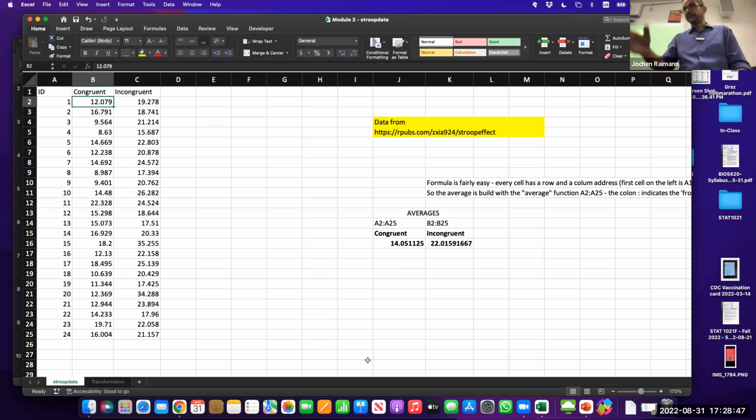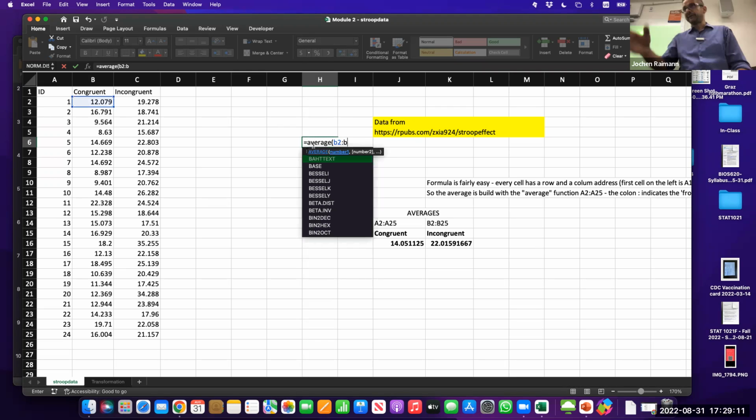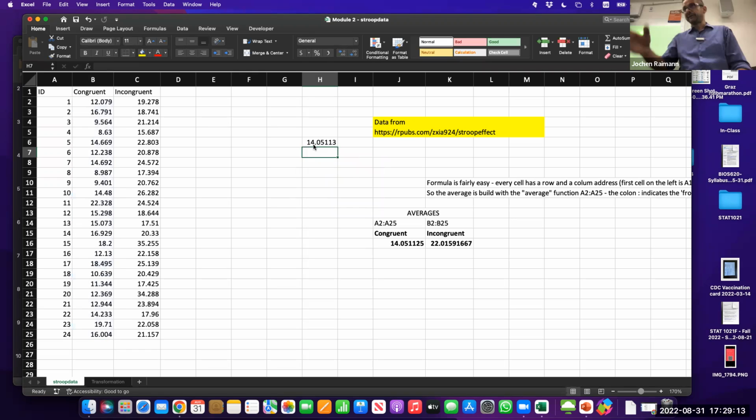Good. Okay. So now let's go back. This is now our first data set. And hypothetically, you could make your first, I guess, from high school, you all know what an average is, right? Kind of, you sum up all the entries, you divide them by the number of entries. You can do this in Excel much easier by typing equal sign average B2 to B25, which gives you an average. So this would be characterizing congruent, right?